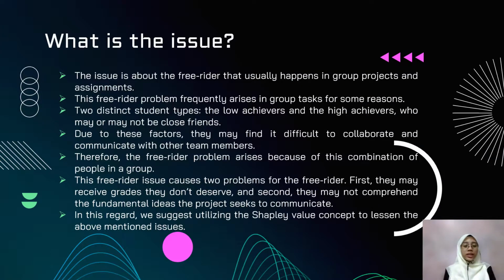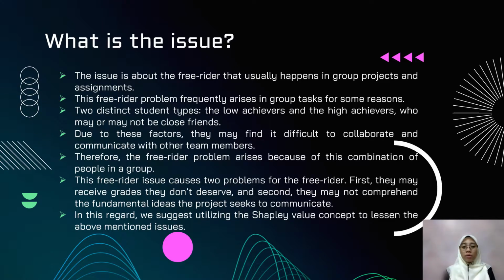Next, what is the issue discussed in the case study? Based on the case study, the issue is the free rider that usually happens in group projects and assignments. First, a free rider means that people enjoy the benefit without paying the burden. Free riding in group work occurs when one or several members do not do their part. If the same grade is given to all group members, the grade will be misleading and unfair.